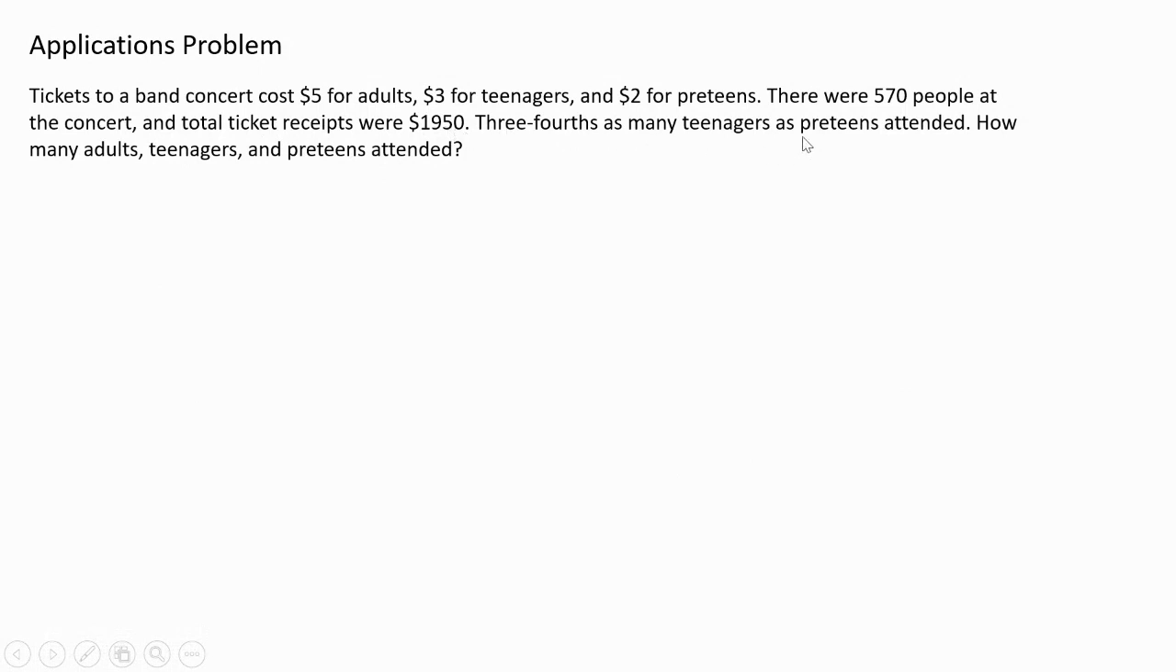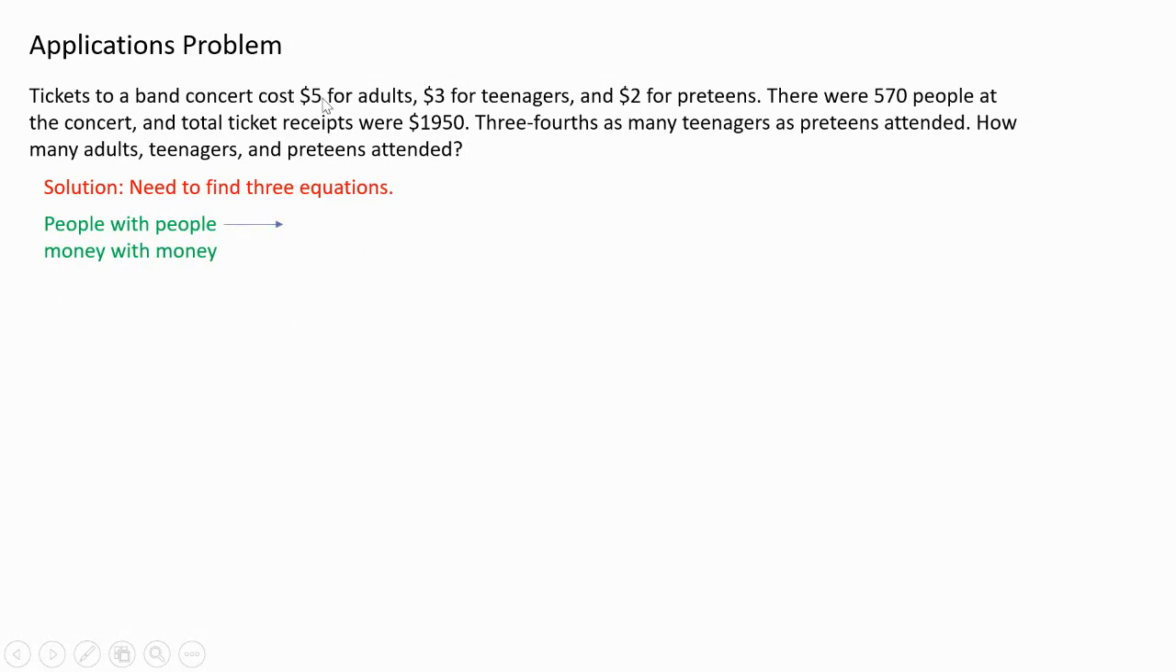3/4 as many teenagers as preteens attended. How many adults? So we're going to do something similar to the one that we had about the concert, right, with children and adults, similar to here. We need to find three equations now. Again, people with people and money with money. And then for the third equation, we just wait at the end.